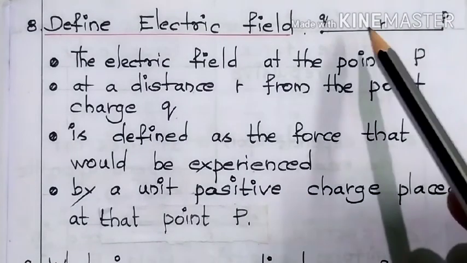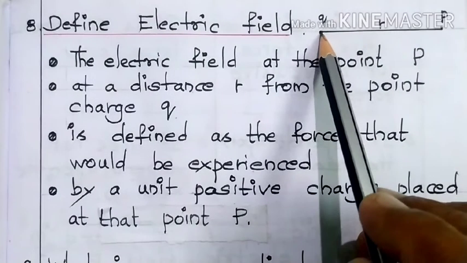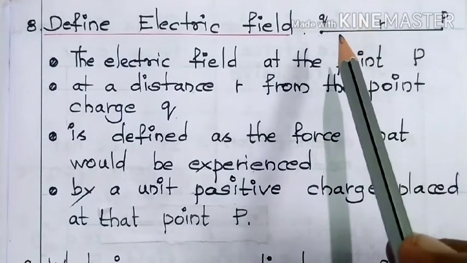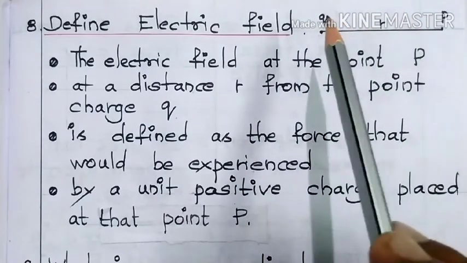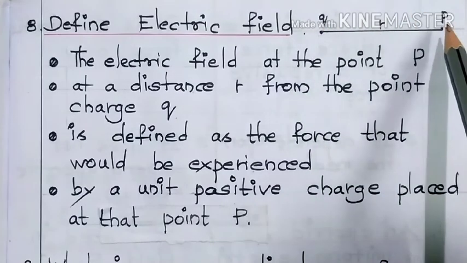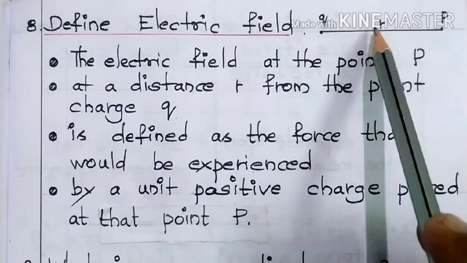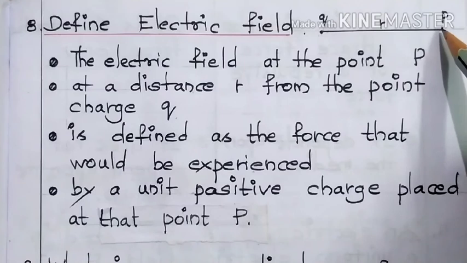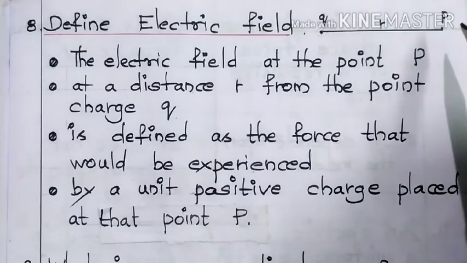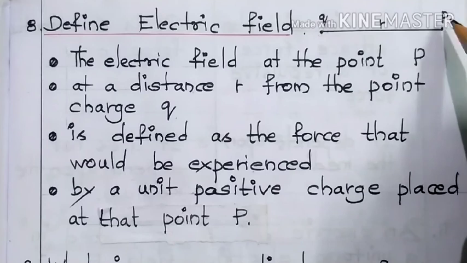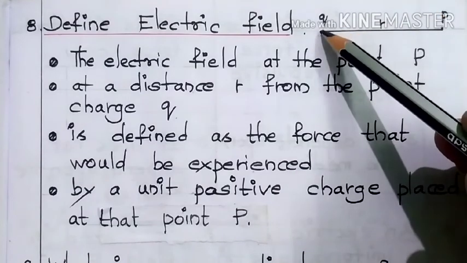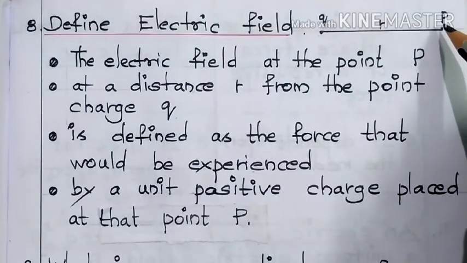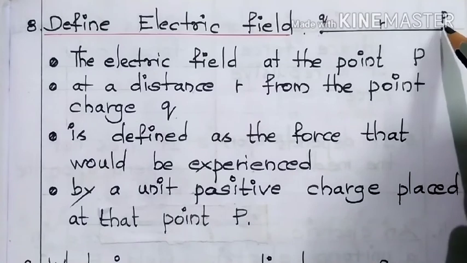Now have a closer look at this diagram. Here there is a point charge which is Q, and we are going to find the electric field due to this point charge at a point P which lies at a distance of r. So how is it defined? At this point P, place a unit positive charge. Here this point charge is also positive, and we are going to place another positive charge at this point P.